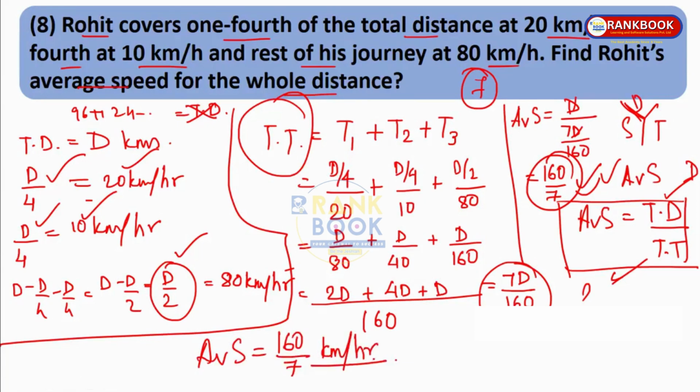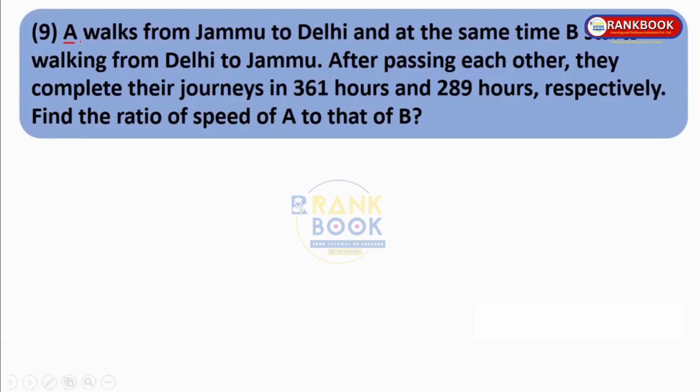Moving to question number 9. A walks from Jammu to Delhi, and at the same time B starts walking from Delhi to Jammu. After passing each other, they complete their journeys in 361 hours and 289 hours respectively. Find the ratio of the speed of A to that of B. Over here, it would become very difficult and complicated to solve by our normal method. So I'm going to teach you a very easy and small formula. It's so easy that once or twice if you just read it, you'll remember it.